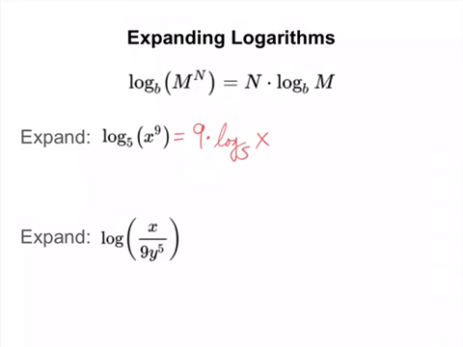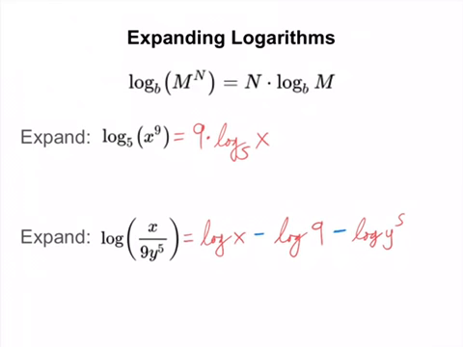So for this particular problem right here, what you would have is you would have log x, you would have log 9, and you would have log y to the 5th. Now, since the x is on top, it's a positive. Since the 9 is on bottom, it's a minus. Since the y to the 5th is on the bottom, you also have a minus. Since both those are on the bottom, they're both minuses to get down there.